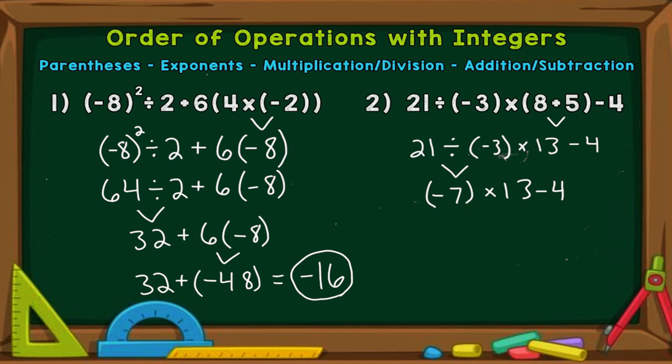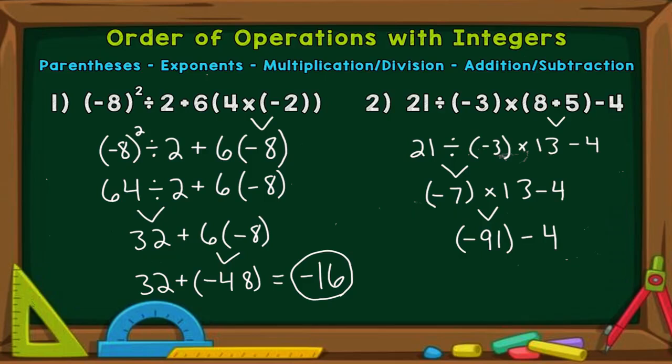So any parentheses? No. Exponents? No. Multiplication or division? Yes, that's what we do next. So we have negative 7 times 13. A negative times a positive equals a negative. That's going to give us negative 91. And bring down our subtraction and the 4. So we have negative 91 minus 4.